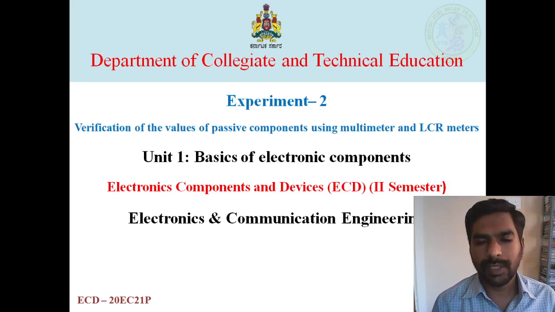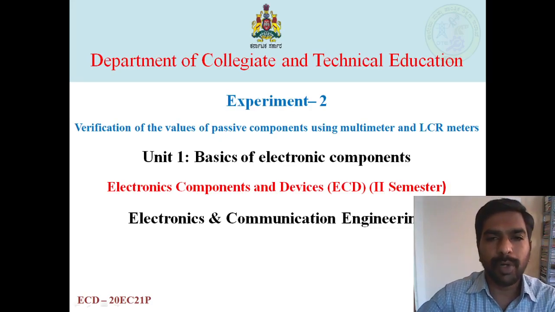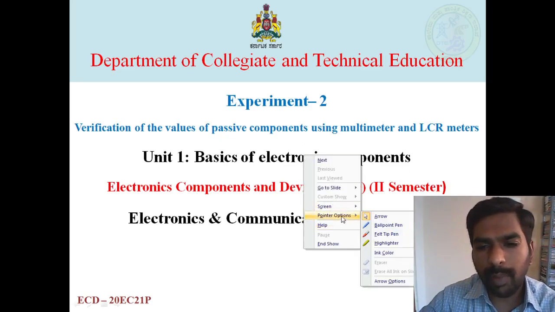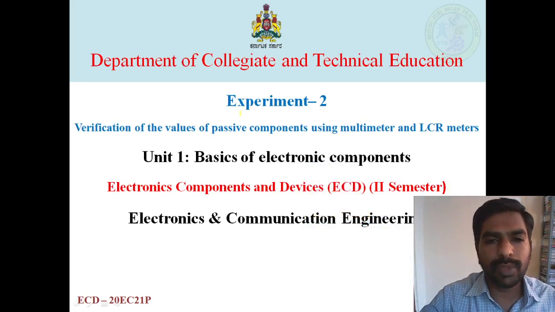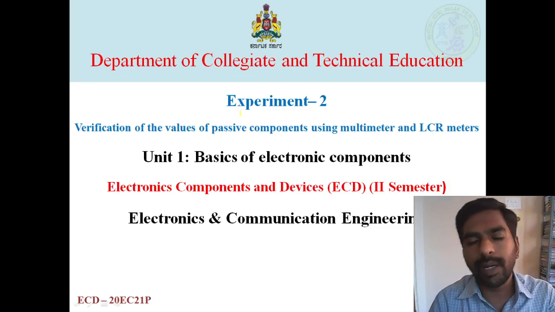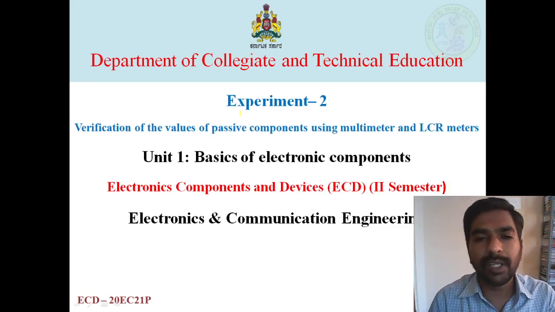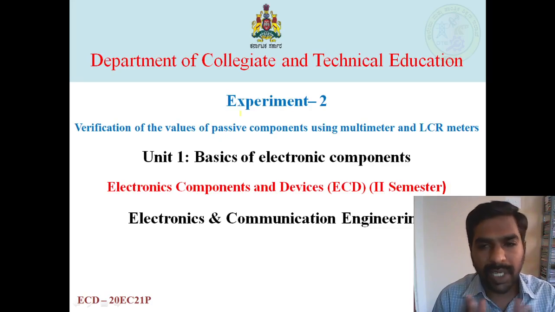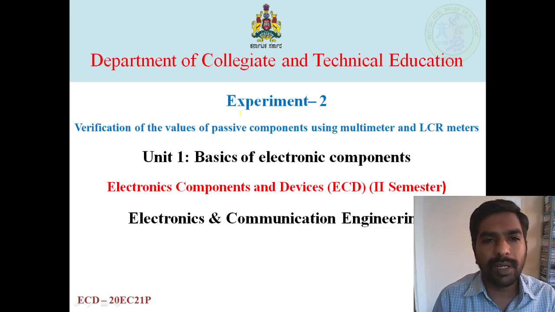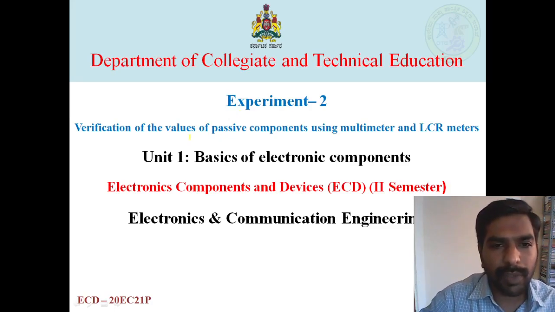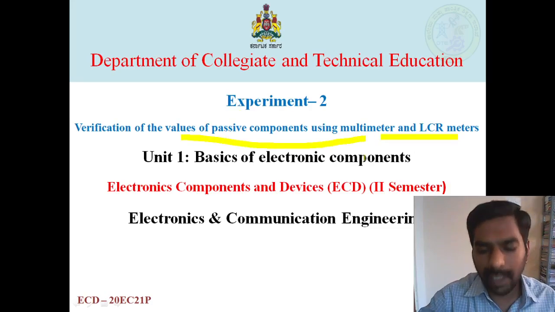We are in this experiment. In this session, I'm going to explain experiment number 2. In experiment number 1, we were able to find the value of resistor, capacitor, and inductor with the help of color code and the characters or numbers printed on the body of these devices. But in this experiment, we find the actual practical value of those devices with the help of the multimeter and LCR meter. This experiment is to verify the value of passive components using the multimeter and LCR meter. And there is a theory section also, session number 2.